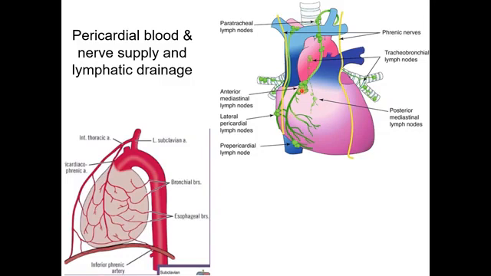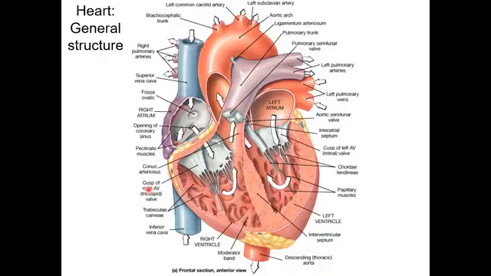The lymphatic drainage anteriorly goes to the anterior mediastinal lymph nodes and posteriorly to the posterior mediastinal lymph nodes located on the descending thoracic aorta. This was the topic of the pericardium; we only need to know its layers and the sinuses it contains.